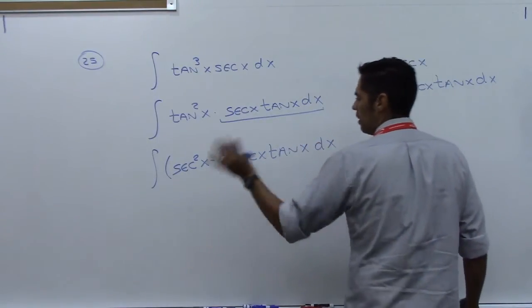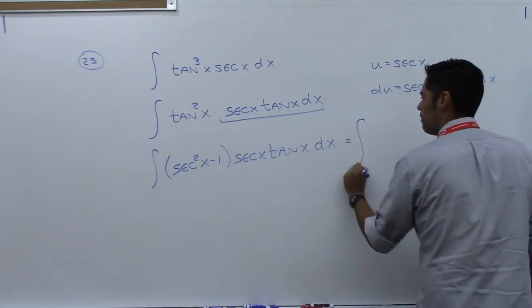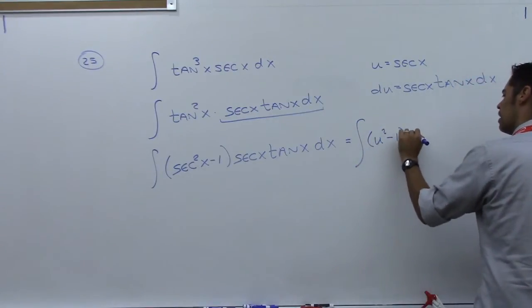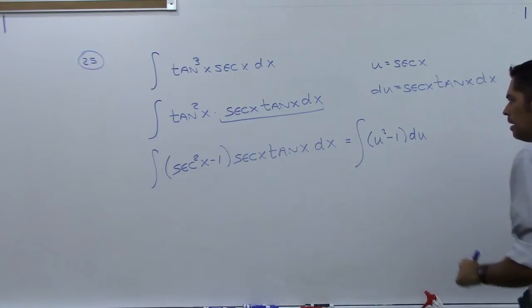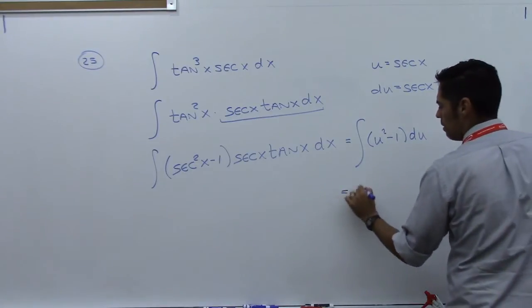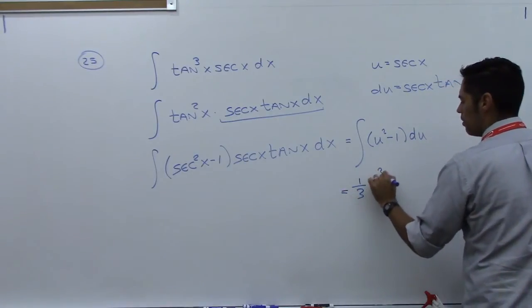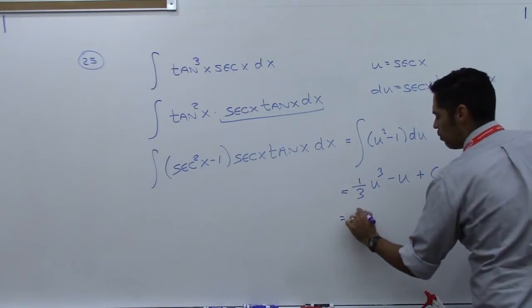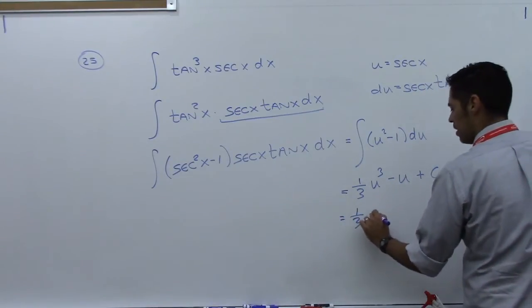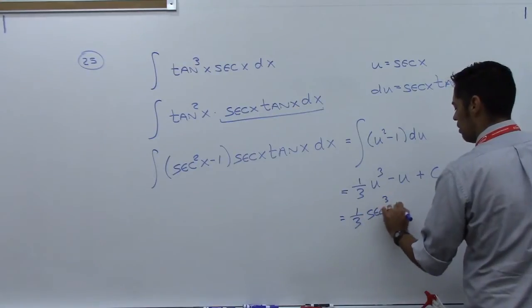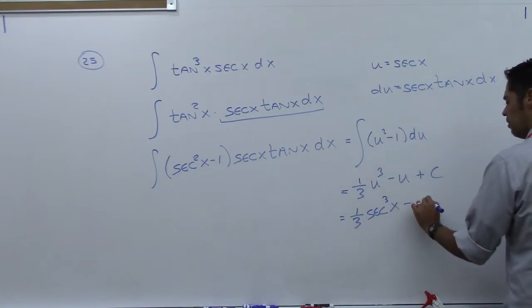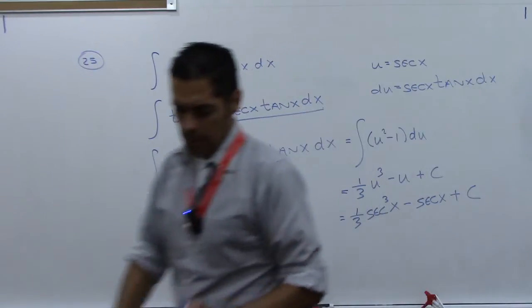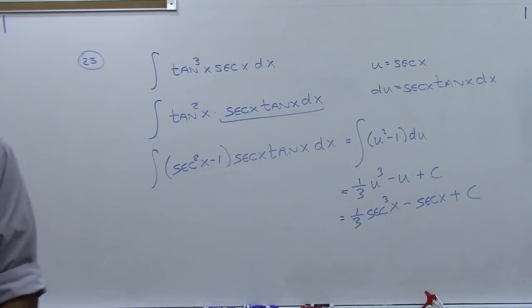And then at this point, we can go straight to the substitution. This is u squared minus 1 times du. And that's a pretty straightforward power rule here. 1/3 u cubed minus u plus a constant. And then this is 1/3 secant was u, so secant cubed x minus u, which is just secant x plus a constant. And that's it for 25.